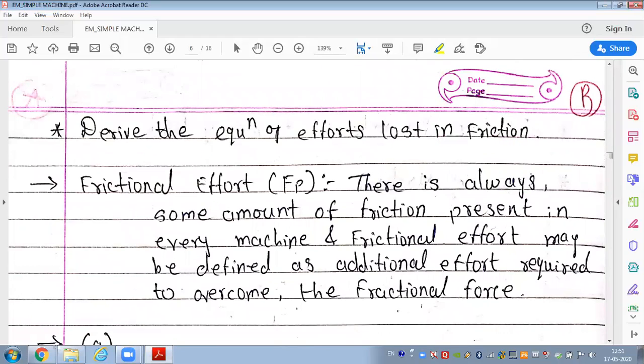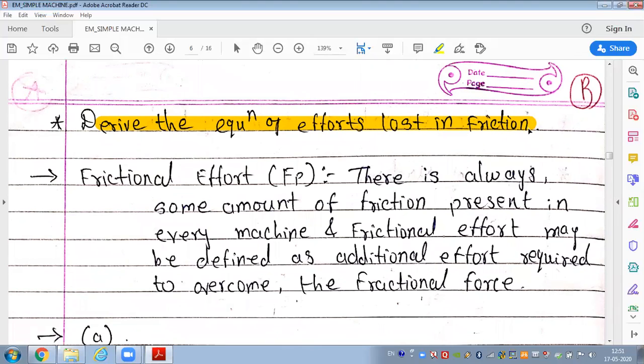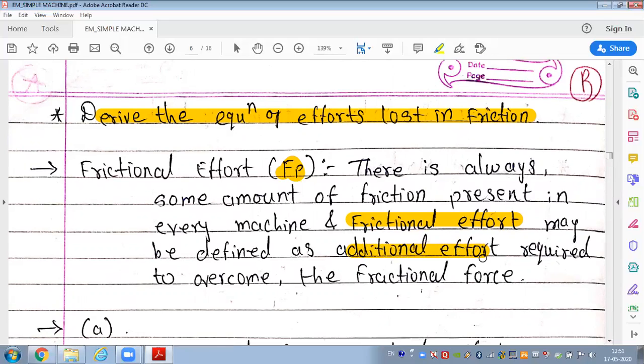Let's try one more derivation. Derive the equation of effort lost in friction. Two losses are given here. The first one is the effort loss and the second one is the load loss. The friction effort is given by Fp. There is always some amount of friction present in every machine, and friction effort may be defined as additional effort. This word is most important: additional effort required to overcome the frictional force.